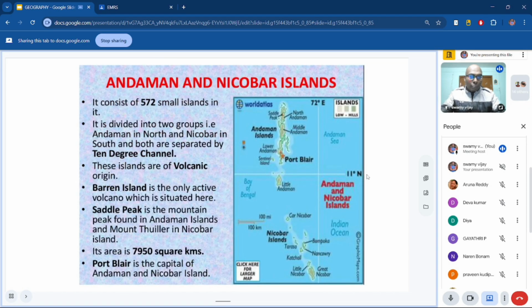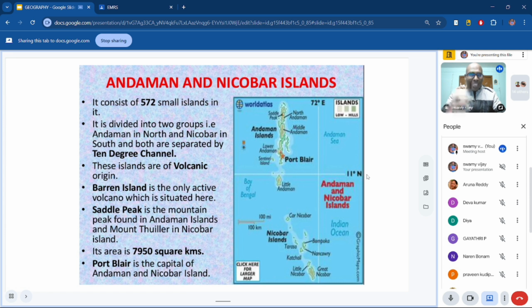And what are the two important groups of islands we have? Andaman and Nicobar Islands. Andaman and Nicobar Islands have 572 small islands, but not all are inhabited. It is divided into two groups, Andaman in the north and Nicobar in the south, and both are separated by the 10-degree channel. Many times I found this question in examinations: which channel divides North Andaman and South Nicobar?